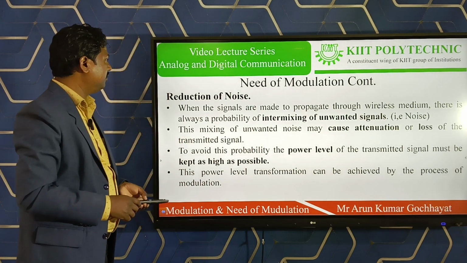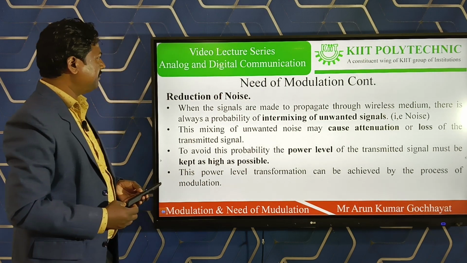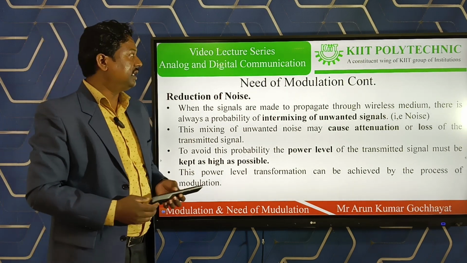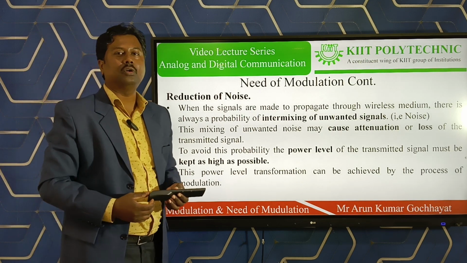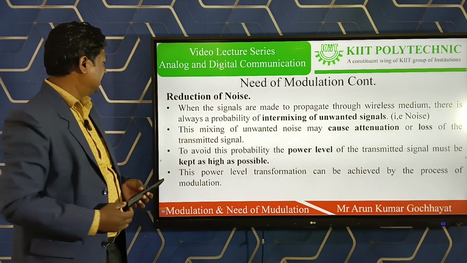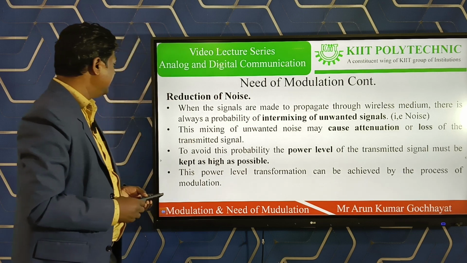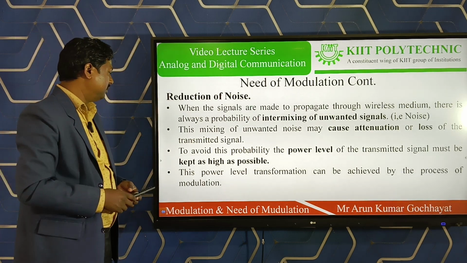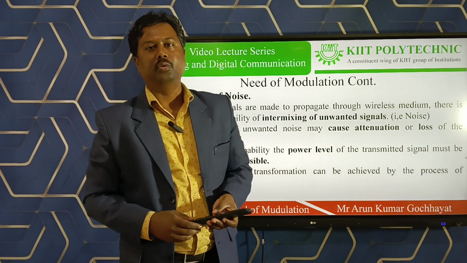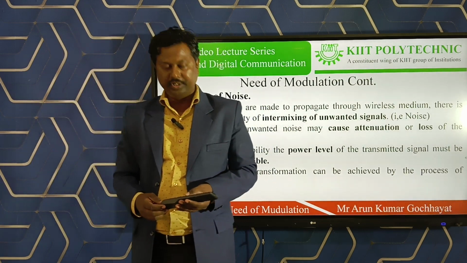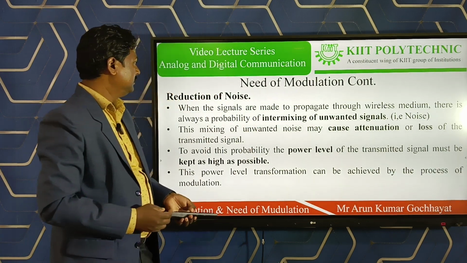So as it is written over here, when signals are made to propagate through a wireless medium, there is always a probability of intermixing of an unwanted signal, that is noise. This mixing of unwanted noise may cause attenuation or loss of the transmitted signal. To avoid this probability, the power level of the transmitted signal must be kept as high as possible, which can be achieved by the process of modulation. So this is the third point of need of modulation, that is to reduce the impact of noise.